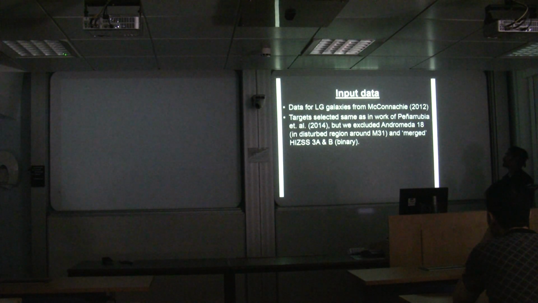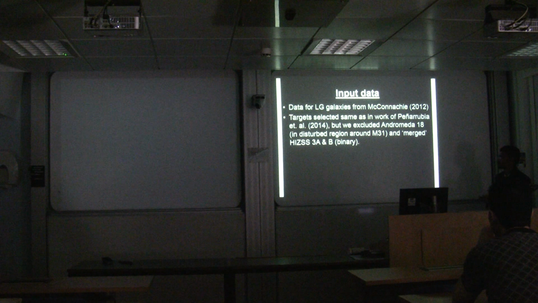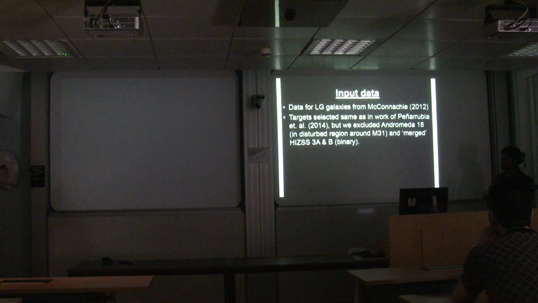So the data we're using is coming from this catalog by McNasty from 2012. It has a lot more than 32 galaxies, I should say. The targets we select are basically the same as Anaerobia from 2014. They do a similar analysis, and they decided on these targets. We excluded Andromeda 18 because it's in this disturbed region around Andromeda where you can't predict velocities properly. And these two galaxies are binary, so they can't be counted as separate objects. You use the center of mass, right?